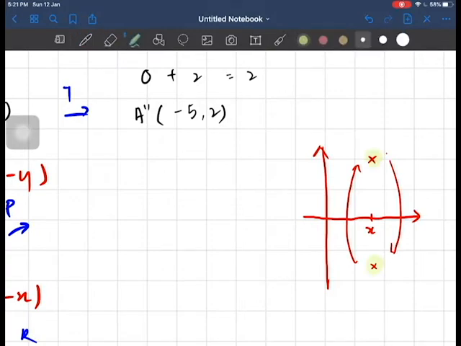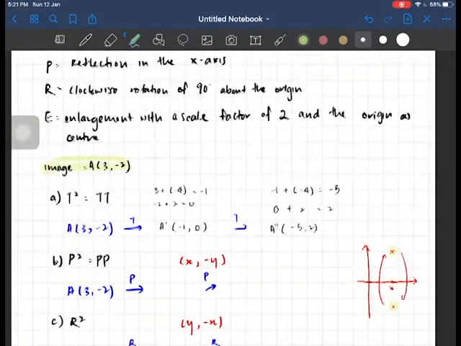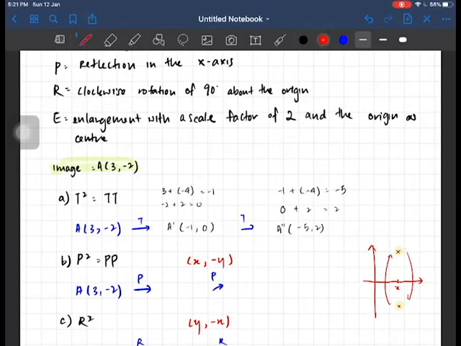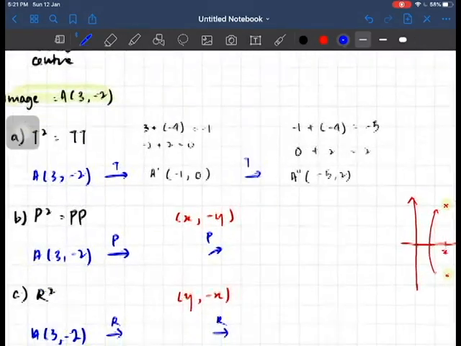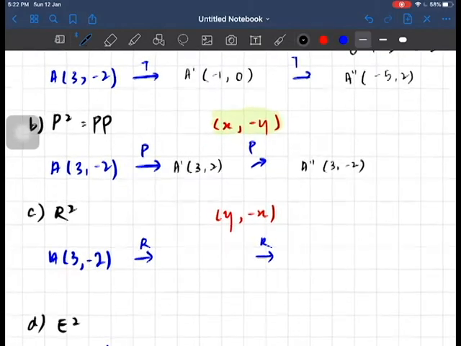So there's a formula for this actually. If it undergoes reflection in the x-axis, your formula would be this: x, minus y. Pretty much that. So how do you get your answer? Your first image would be 3, 2. The second image would be 3, minus 2 again. So that's about it for reflection.